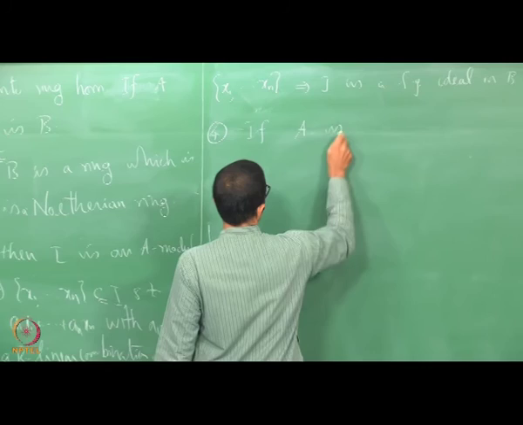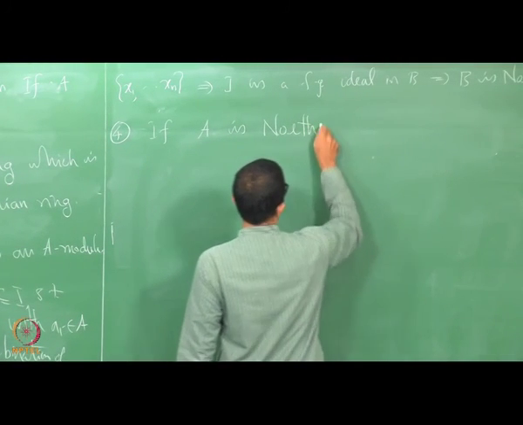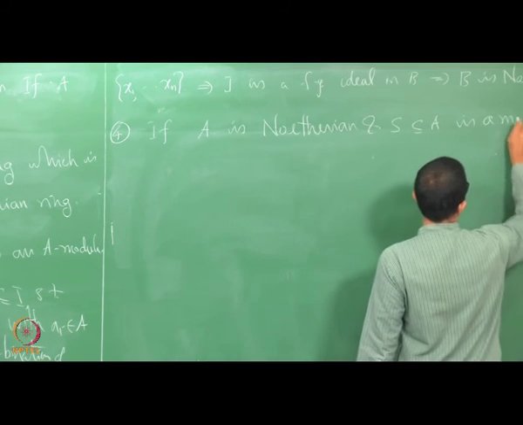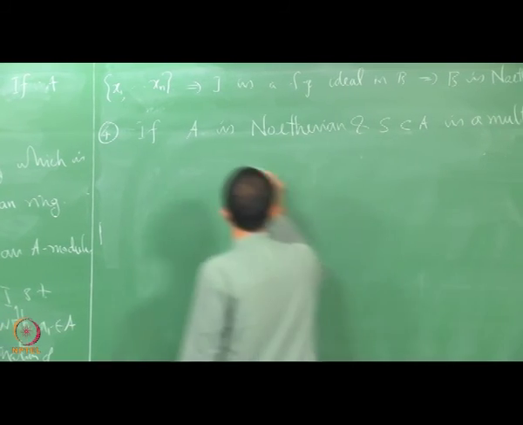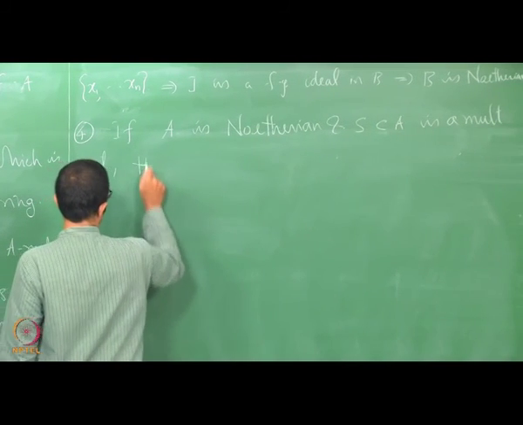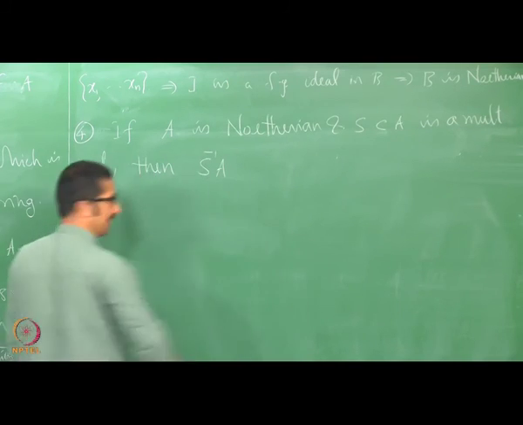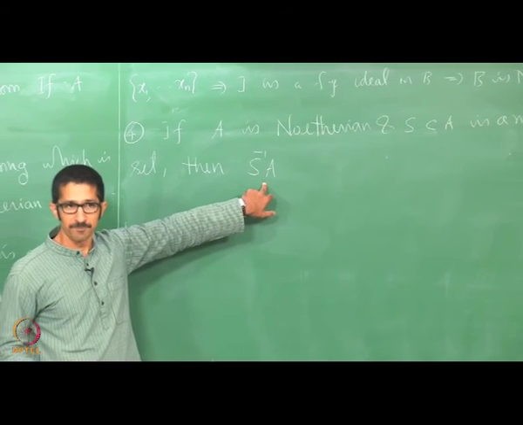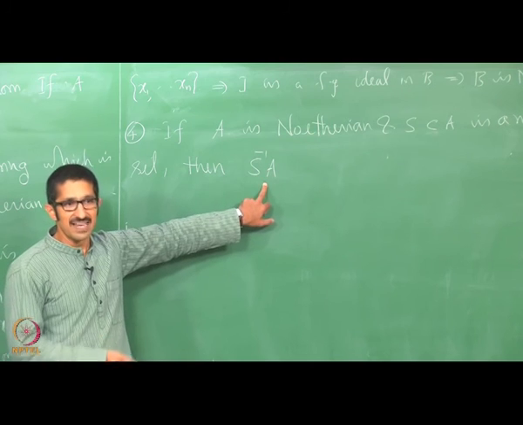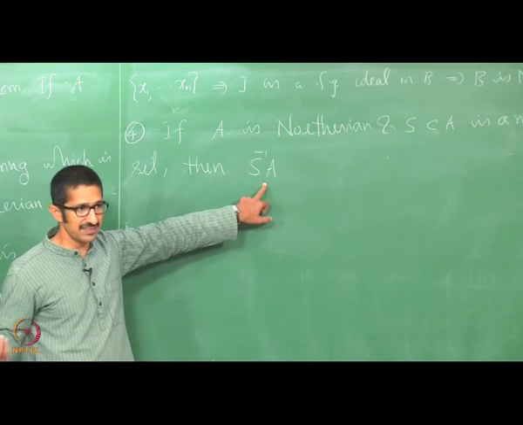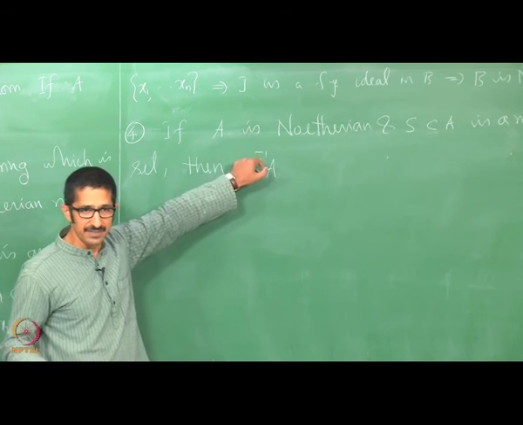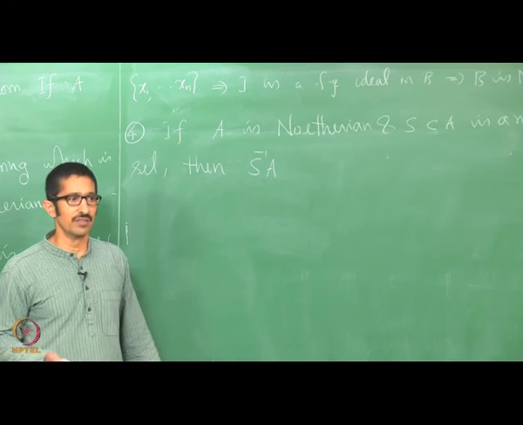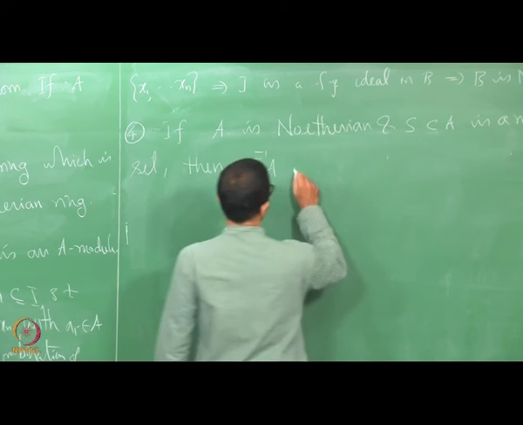If A is Noetherian and S in A is a multiplicative set, then what can you say about S inverse A? How does any ideal of S inverse A look like? S inverse I, where I intersection S is empty. Now, I is an ideal in A, which is Noetherian, therefore, it is finitely generated. So, S inverse I is also finitely generated. So, this means S inverse A is Noetherian.